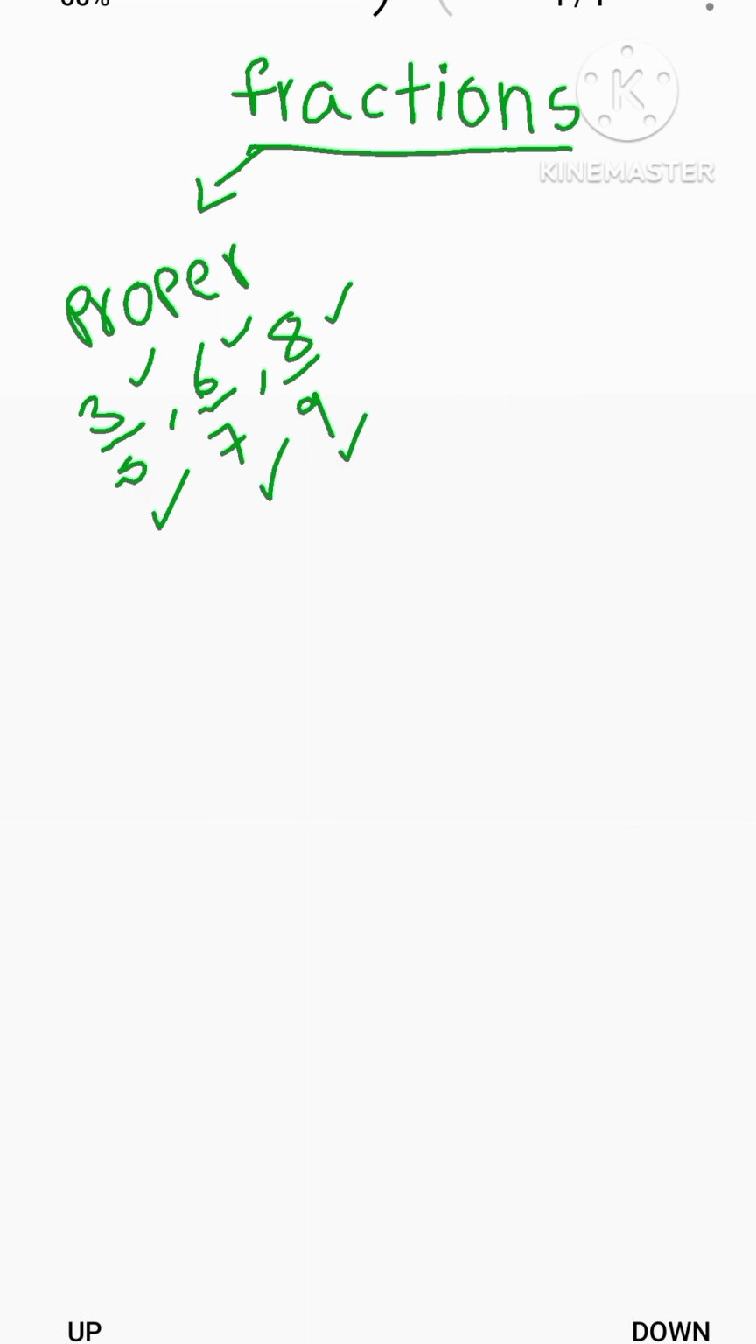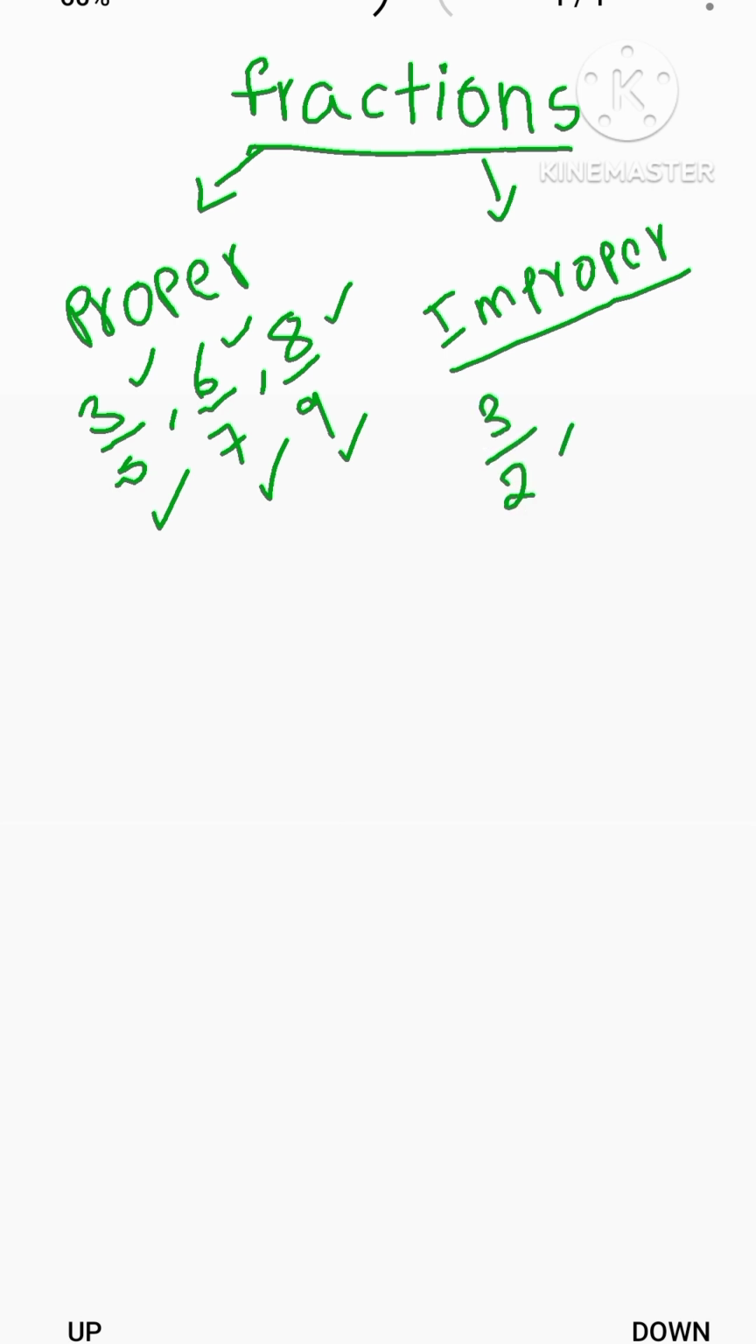Okay, next, improper fraction. An improper fraction means a fraction whose numerator is equal to or more than the denominator. For example, 3 by 2, 5 by 4, 6 by 5. Okay. So here the numerators are greater than the denominators.